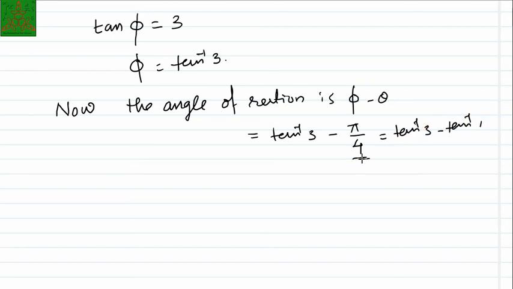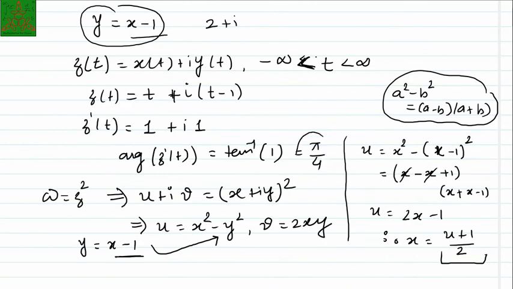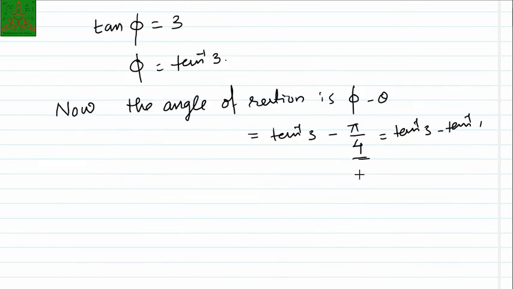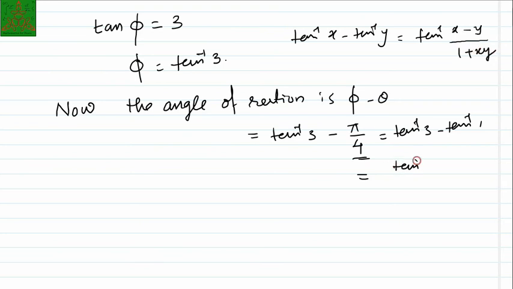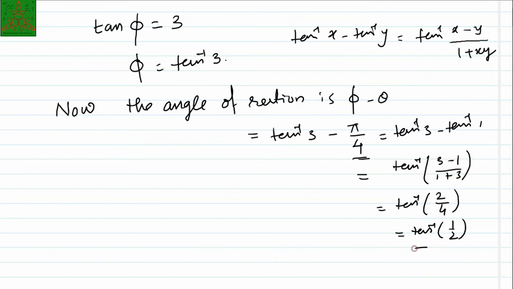Phi by 4 we have calculated above, you can see that here. By putting that value of phi by 4, that is tan inverse of 1, and applying the formula tan inverse of x minus tan inverse of y equals tan inverse of (x minus y) upon (1 plus xy), we get tan inverse of (3 minus 1) upon (1 plus 3 into 1), where y is 1. So this is tan inverse of 2 by 4, which is exactly tan inverse of 1 by 2, which we got as the value of xi.